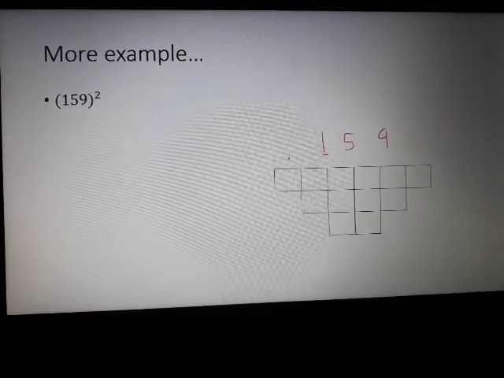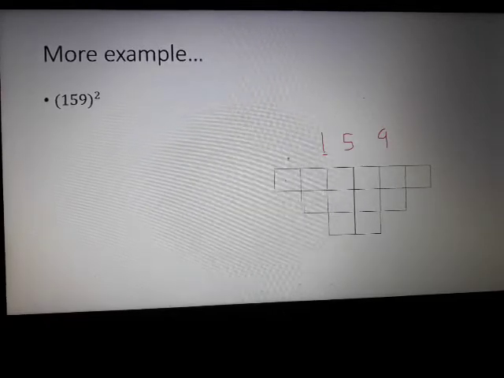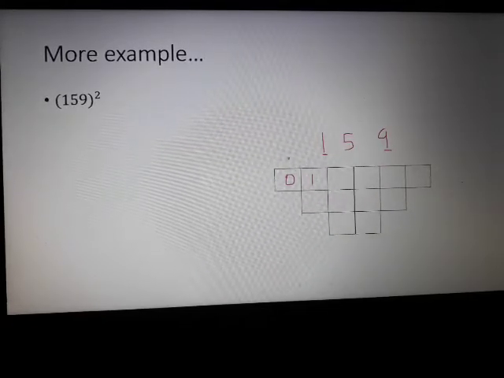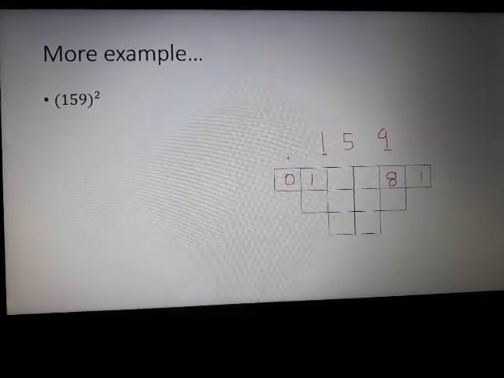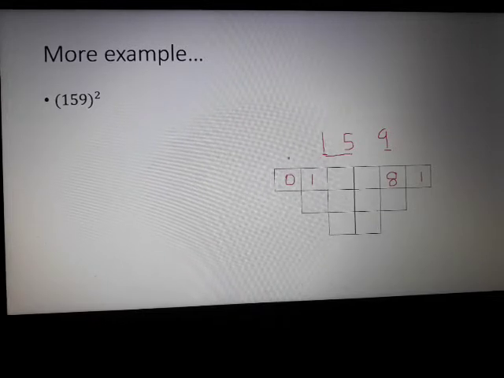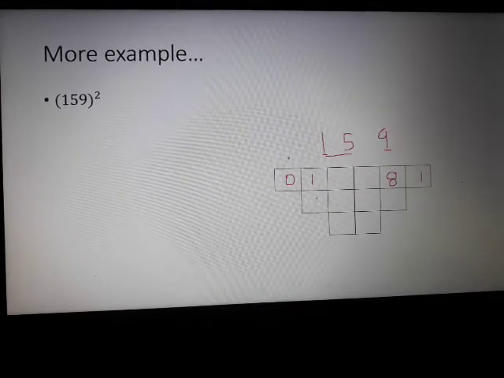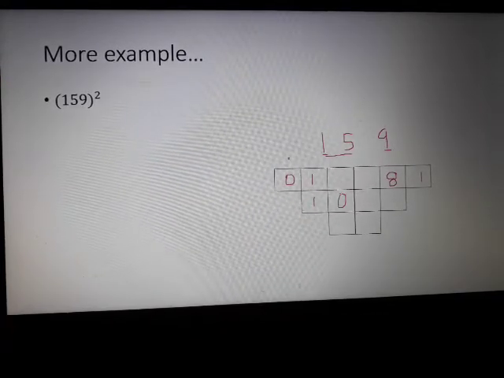Take the first digit, square it. The square of 1 is 1, but we need a 2-digit number, so write it as 01. Now take the last digit, we have 9. Take the square of 9, 81. Write the result in the last 2 boxes of the first row. Now take the first 2 numbers, we have 1 and 5. Take the product, 1 5 is a 5, double it. Double of 5 will be 10. Write the result in the left 2 boxes of the second row.